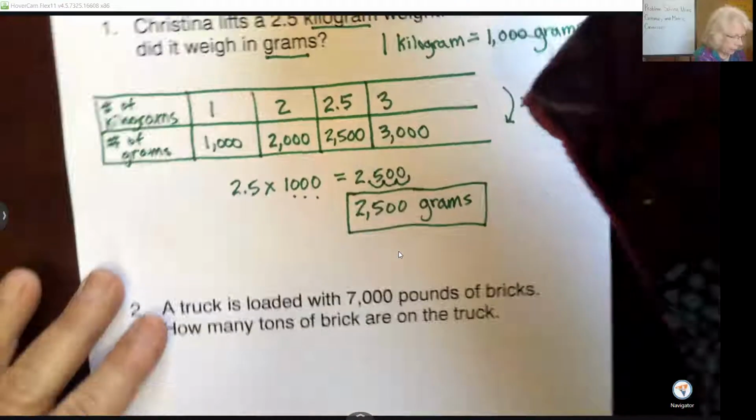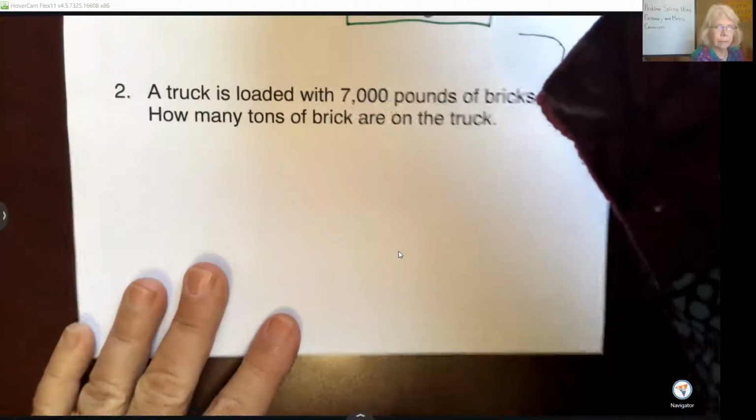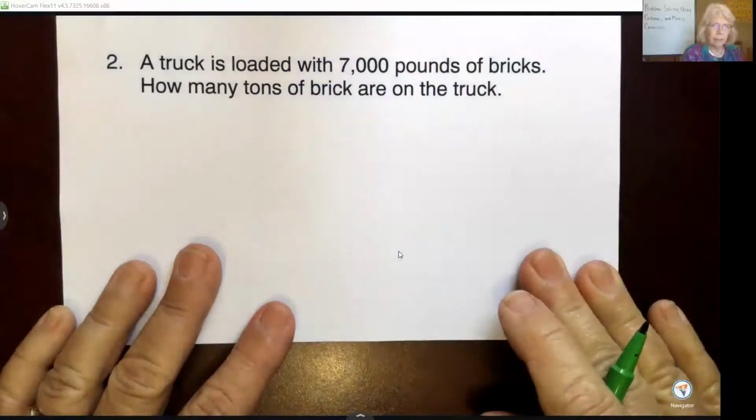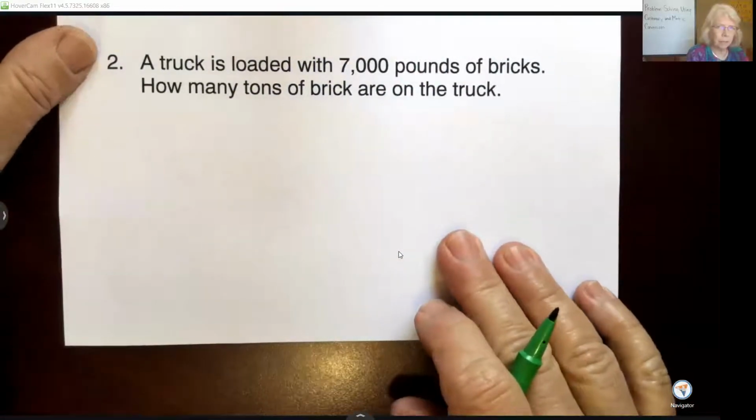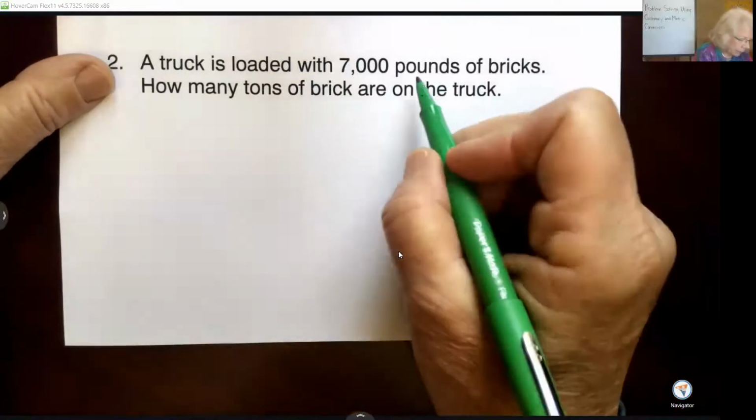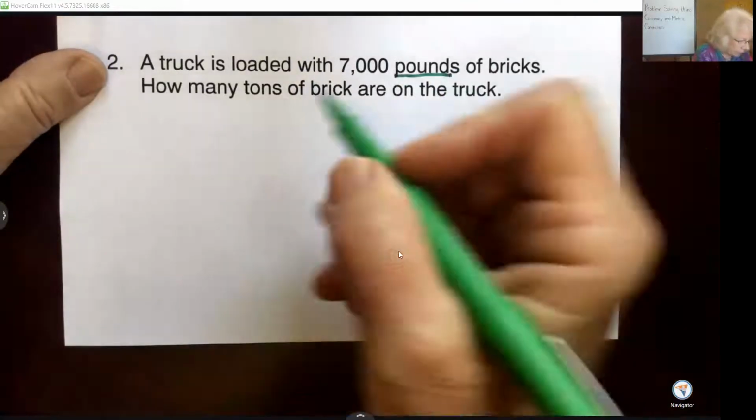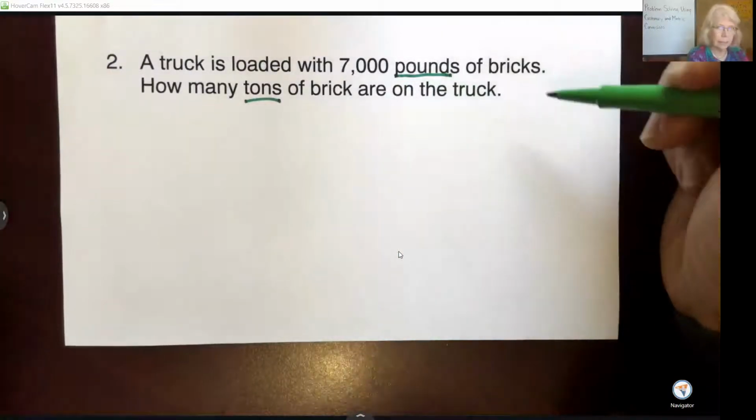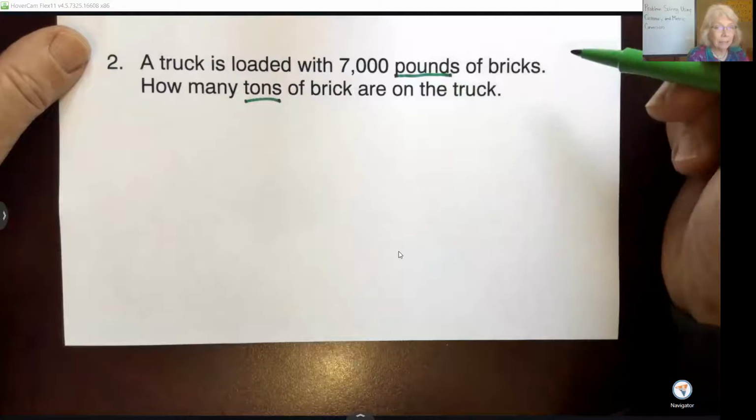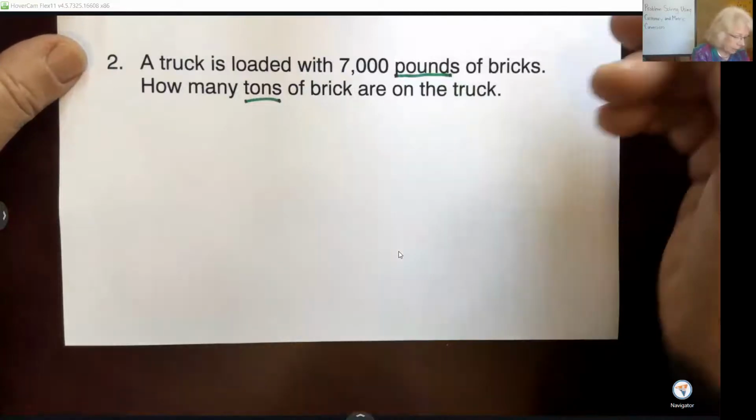Okay, so here's our second one. A truck is loaded with 7,000 pounds of bricks. How many tons of bricks are on the truck? So now we have pounds and tons. So the first one was metric. This one is customary, okay? So you have to know or look up that relationship. I'm going to tell you what it is.